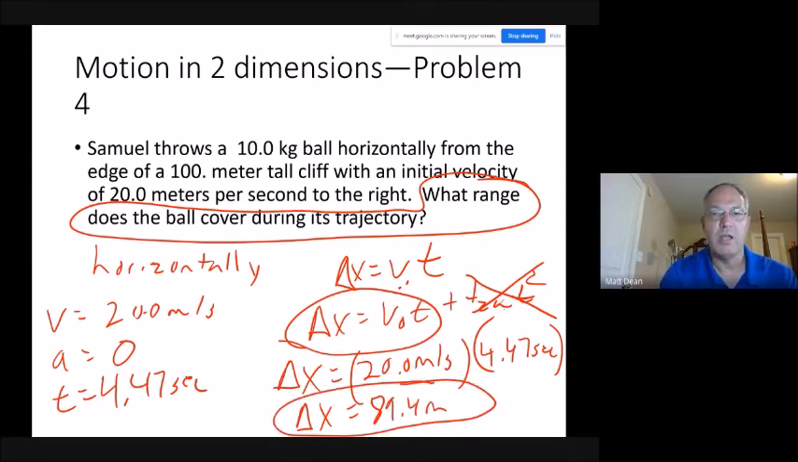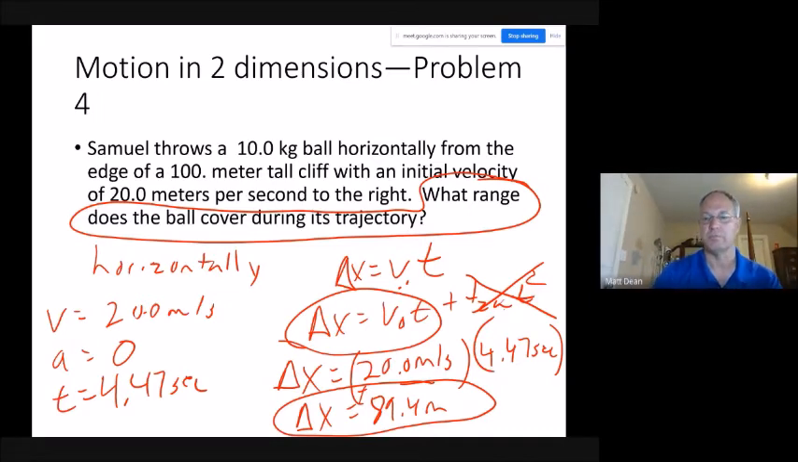And we should say, we could write positive 89.4, or we could say 89.4 to the right. But we do need a direction because displacement is a vector, needs a magnitude and a direction.